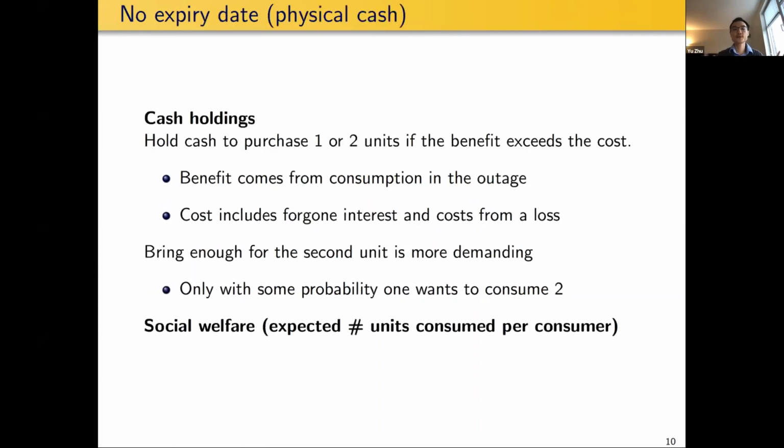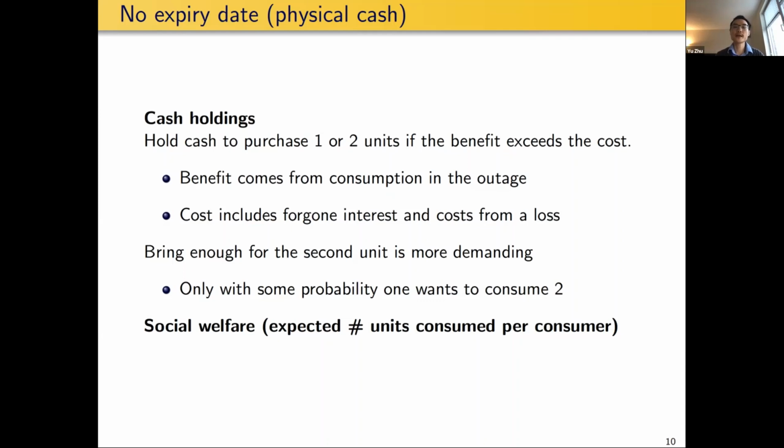Okay, so let's first look at what happens if there is no expiry date. That's like physical cash. Once the offline balance is lost, it's lost. You can never get it back. In that case, the producer will accept the cash during the outage, and the consumer would decide how much cash to bring in, depending on whether the benefit exceeds the cost. The benefit comes from the fact he can consume more in an outage if he brings more offline balances. The cost comes from the foregone interest and the loss event.